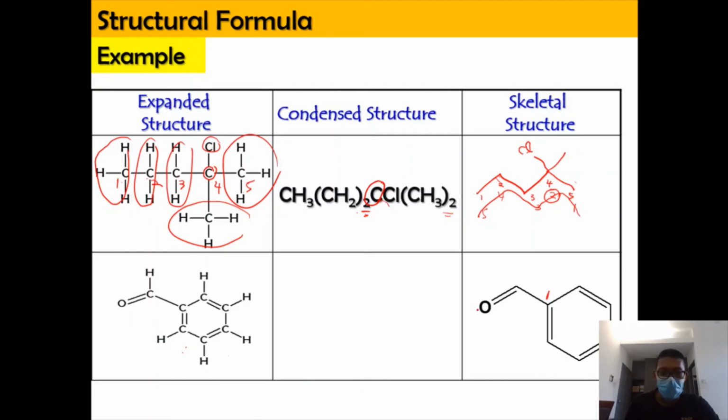Now for the condensed structure, you can write it in terms of 1, 2, 3, 4, 5, 6, which is 6 carbon, and 1, 2, 3, 4, 5, 5 hydrogen. And this is attached with COH. So you can put it as COH at the front, or you can also put it as C6H5COH. Alright, either answer will be correct.